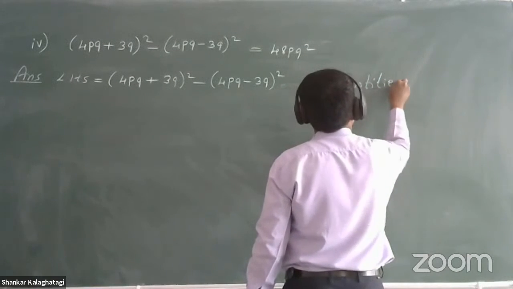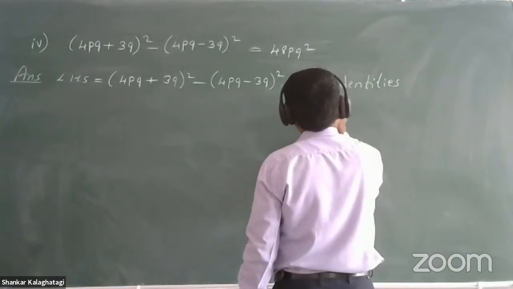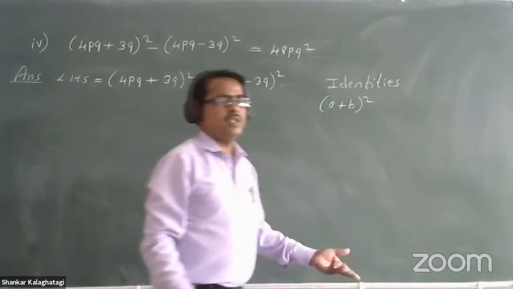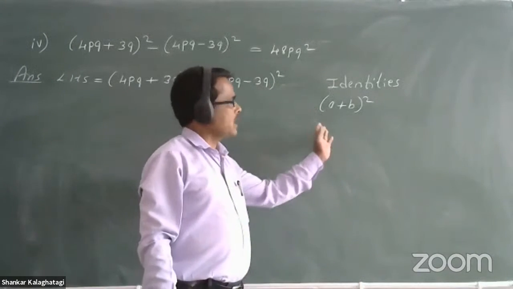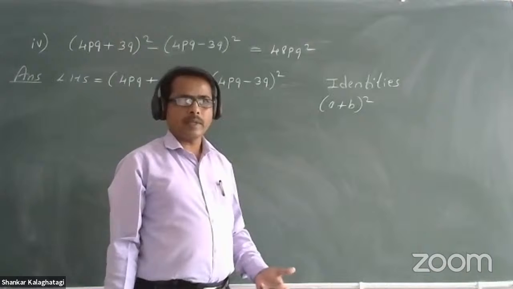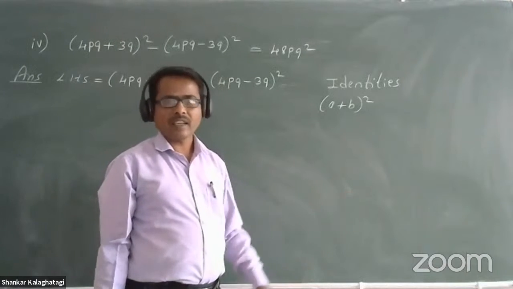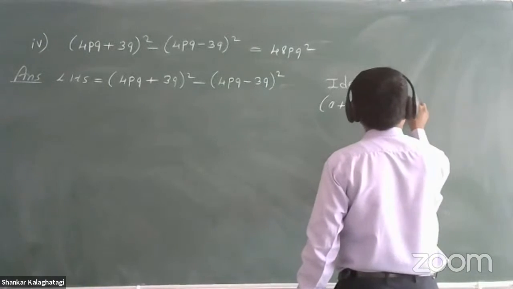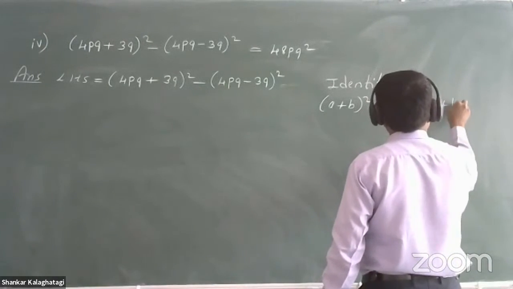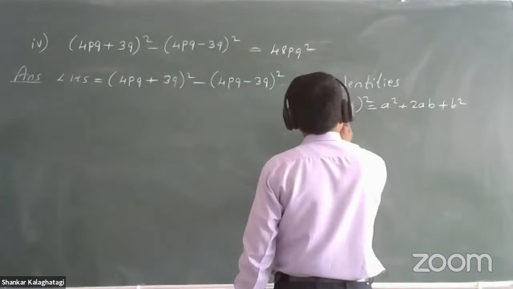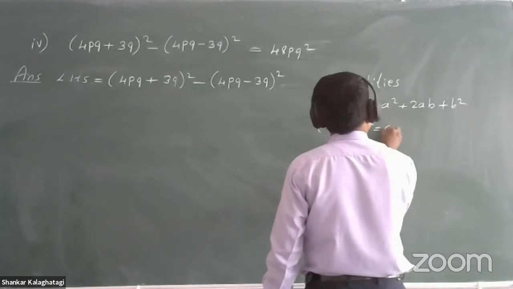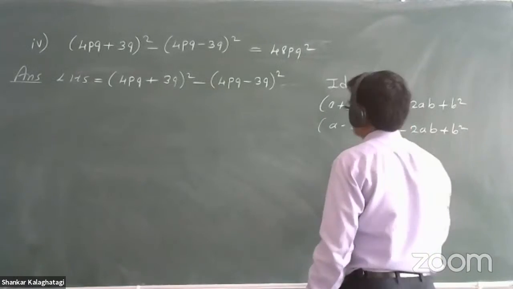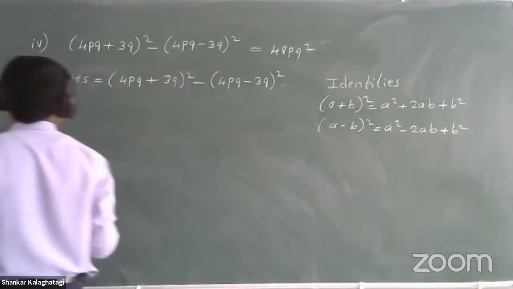We are going to use two identities. Which are those? Don't say first and second; say which is first, which is second. Yes. (a plus b) whole square equals a square plus 2ab plus b square. Then (a minus b) whole square equals a square minus 2ab plus b square. Okay. Now tell me.